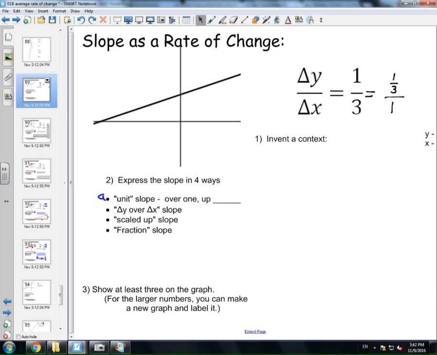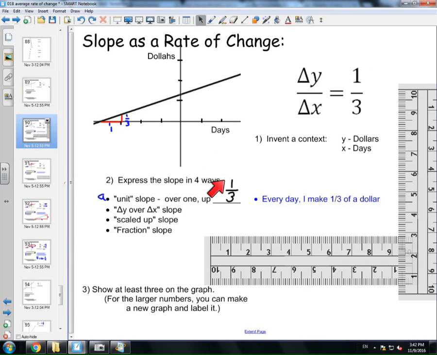Essentially what I'm doing here is dividing by 3 on the top and dividing by 3 on the bottom. But you don't have to show divide by 3 on top and bottom, because the fact that 1/3 is equal to 1/3 over 1 should be pretty self-evident at this point. So my unit slope will be defined as 1/3, because my context, y dollars over x days, says that every 1 day I make 1/3 of a dollar. So it's a 1/3 to 1 ratio, which means every 1 day, so I go over 1, I make 1/3 of a dollar that way.